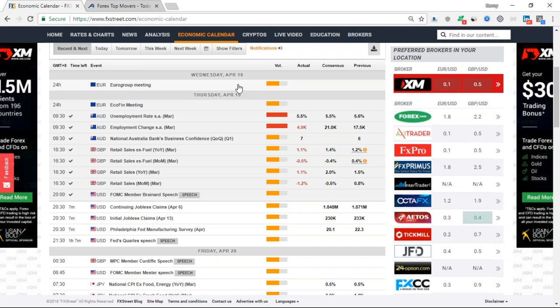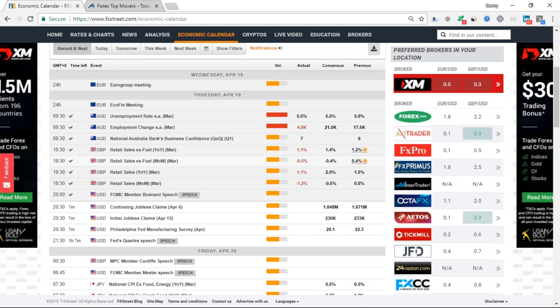So here, for example, let's say today's Thursday, April 19th, and we have got these two red bars here, and these two red bars represent high impact data releases for the Australian economy. So that would then impact the Australian dollar, obviously. And here, these are unemployment and employment figures.